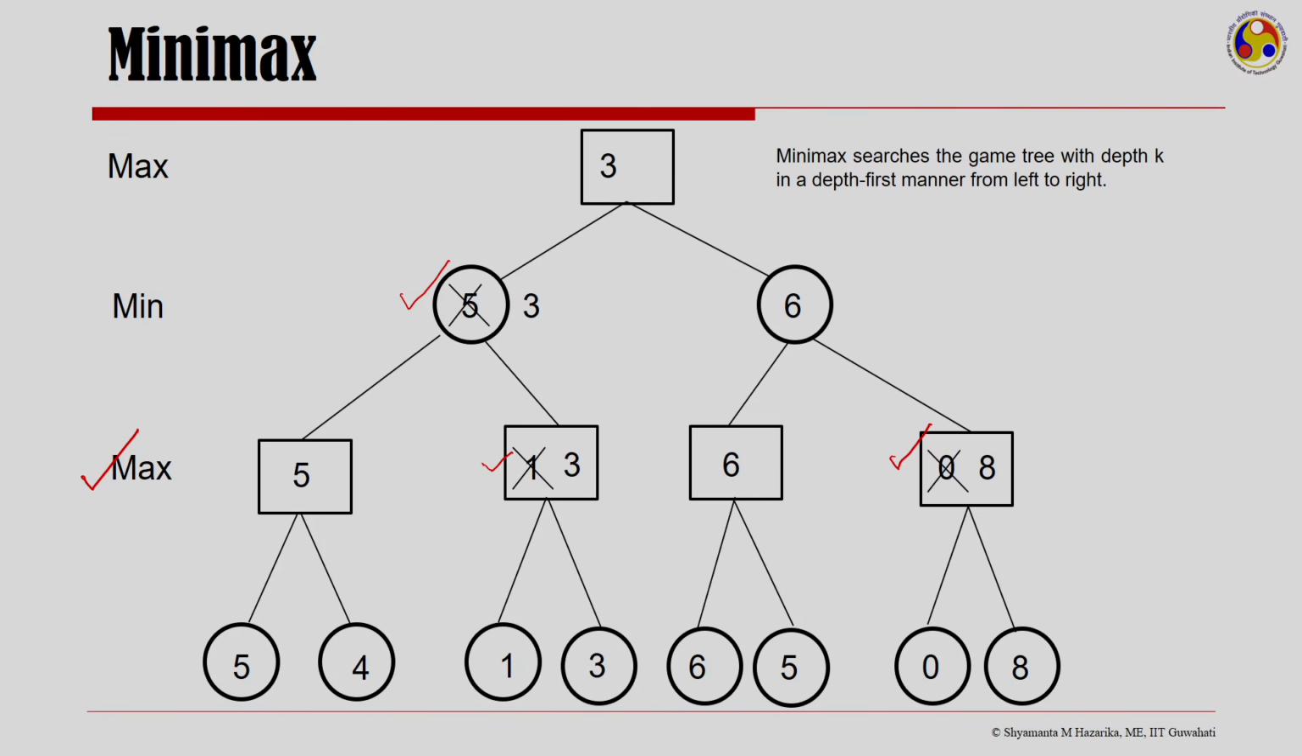Whereas now when I want to back up 8, I have a 6 and this is a min node. So between 6 and 8, here 6 is preferred because I am looking for the minimum value of the two values. So finally 6 is backed up and the value of that final root node is 6. So the total backed up value of this game is 6.